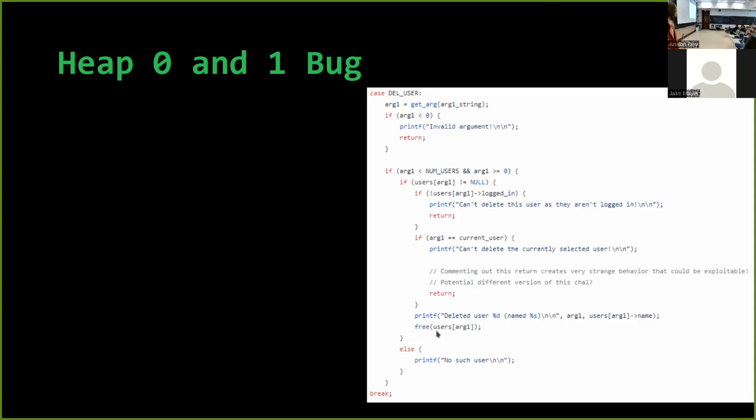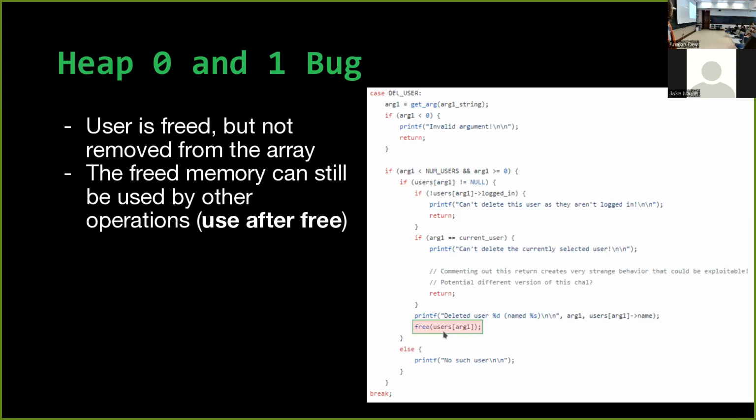The bug here is that even though we called free on this, we never actually modified the users array. We never tracked anywhere that this user ID is now invalid and it's now an empty user. So the issue is this line, sort of, but it's more the lack of another line. You might want to set user arg1 to a null pointer or something to mark it as no longer a user.